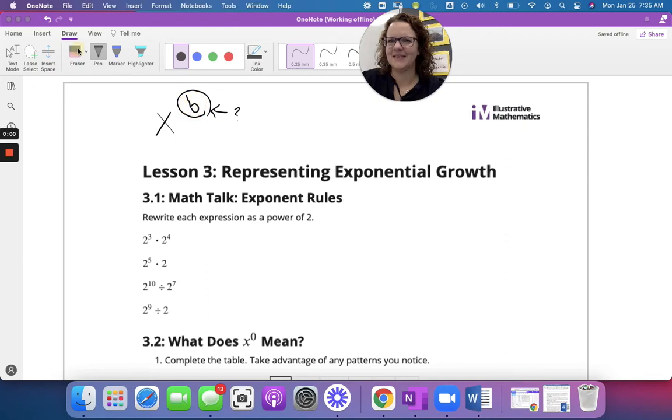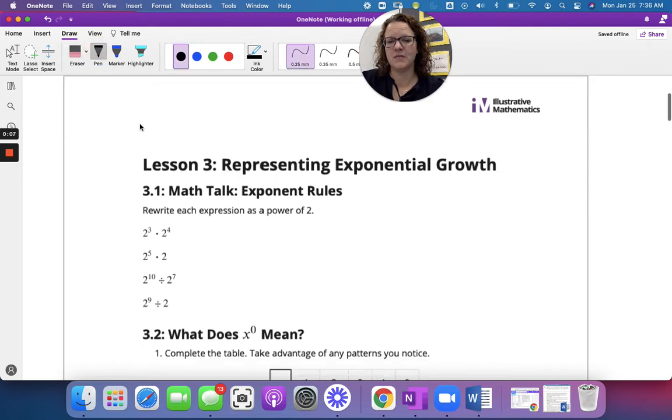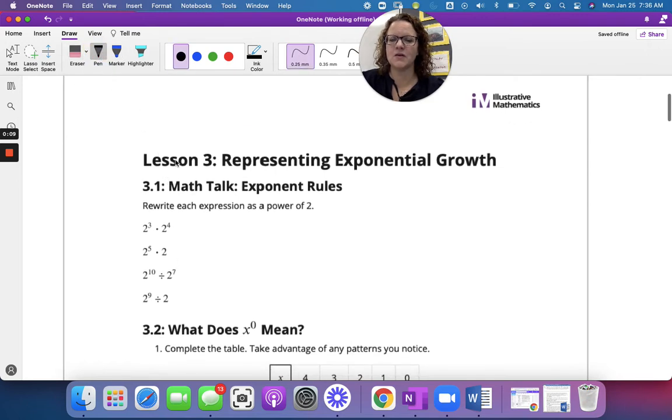Here we are in Unit 5, Lesson 3. So let's jump on in, representing exponential growth. So exponent rules, just a little review. Rewrite each expression as a power of 2. So we want it to be 2 to some power.